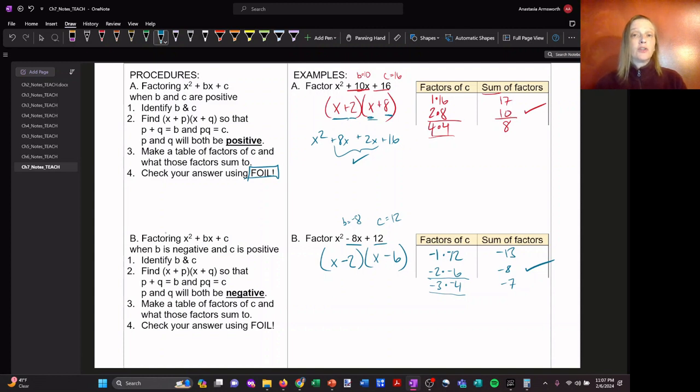Again, we should do FOIL to check to make sure that our factorization is correct. X times x is x squared. X times negative 6 is negative 6x. Negative 2 times x is negative 2x. And negative 2 times negative 6 is positive 12. And when you combine negative 6x and negative 2x, that equals negative 8x. So this does check out, and so we know that we factored this polynomial correctly.